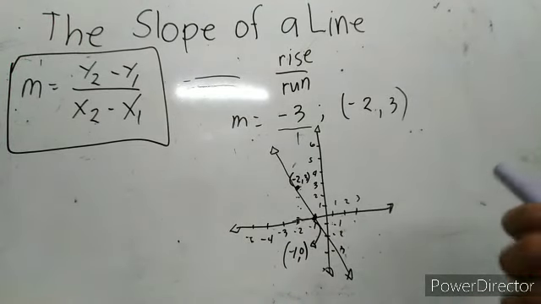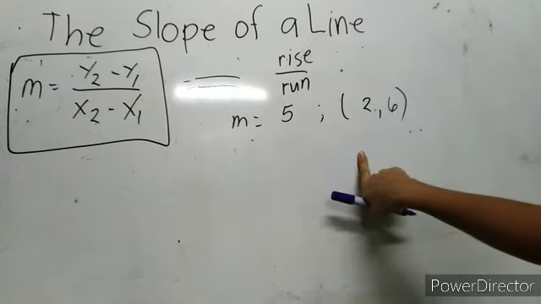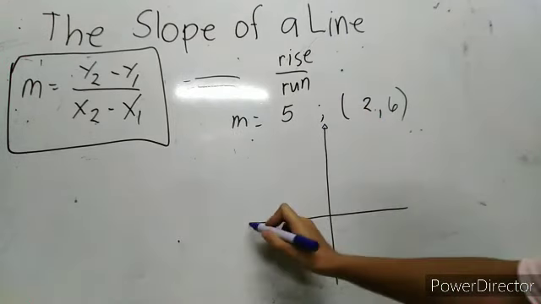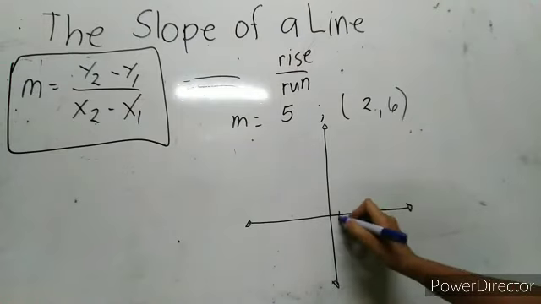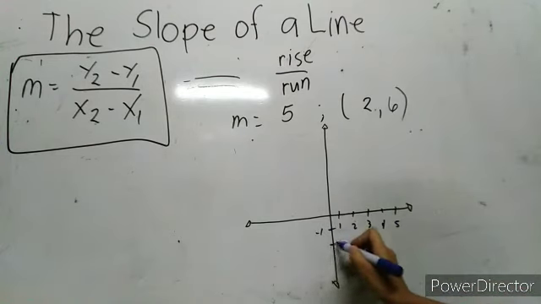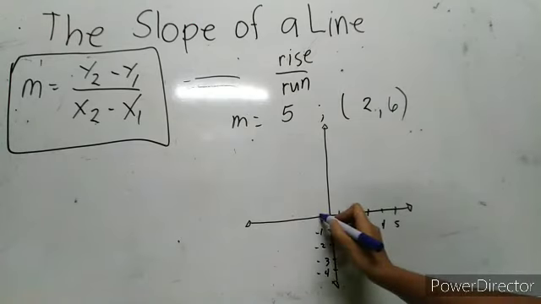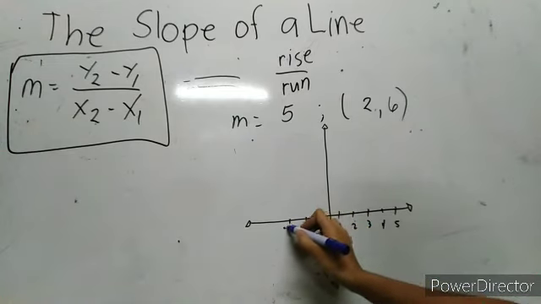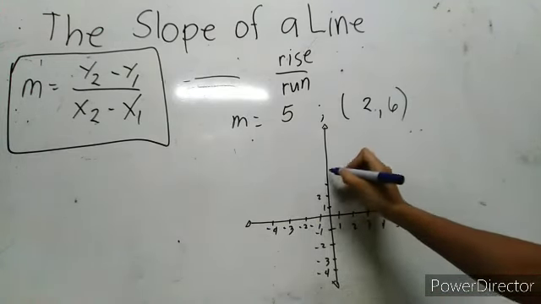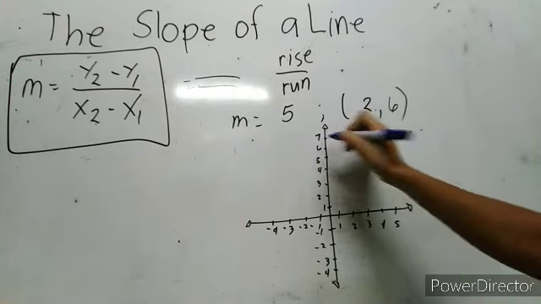Okay, last example. So the slope is 5 and our point is 2, 1. First step, we make a rectangular coordinate system. Then we label 1, 2, 3, 4, 5, negative 1, negative 2, negative 3, negative 4. Then also 1, 2, 3, 4, 5, 6, and 7.